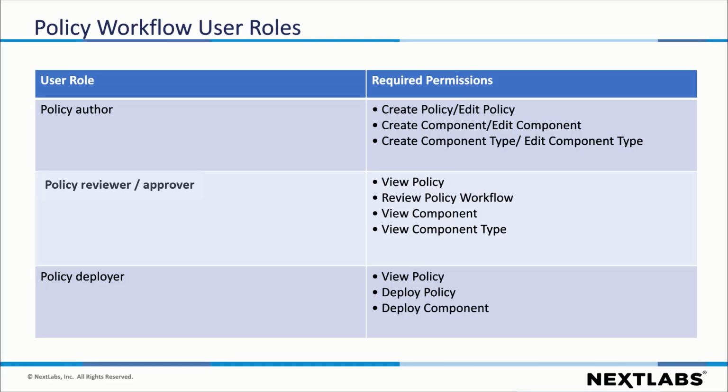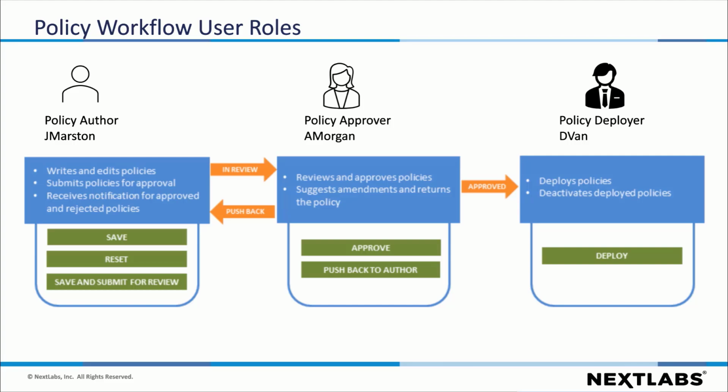We have 3 users with different permissions: policy author, policy reviewer, and policy deployer. Policy author only has the permission to create and edit policies. Policy approver only has the permission to review and approve policies, and policy deployer with the permission to only deploy policies. In this video, policy author J.